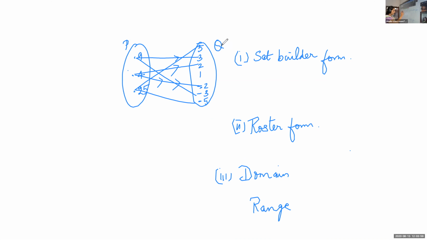So here the relation is given in which form, Michael? Set builder form? Roster form? Arrow diagram. Yes, this is an arrow diagram form. Very good, Achu. So here the relation is given in arrow diagram form. So this one we have to represent in set builder form and roster form. And we have to give the domain and range.